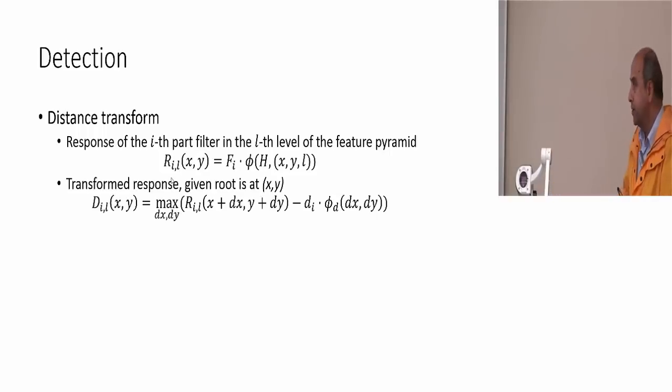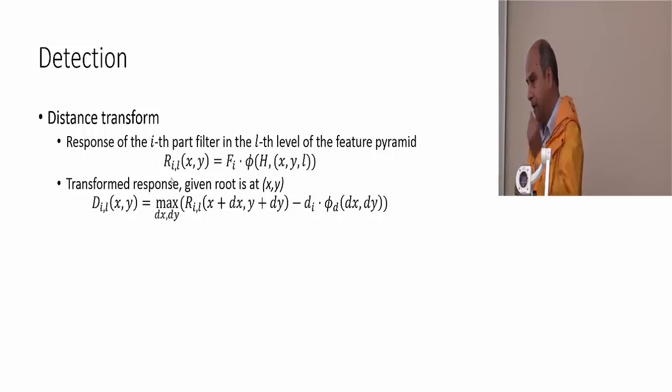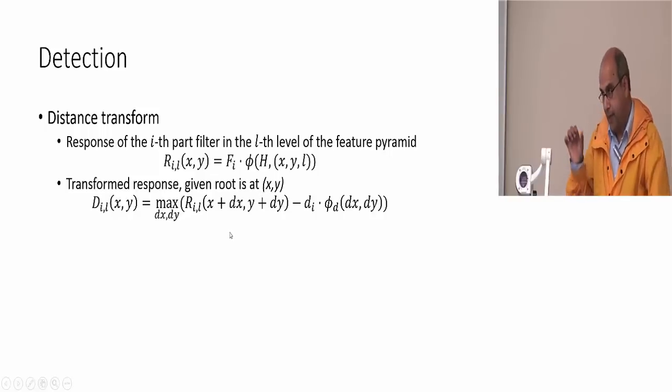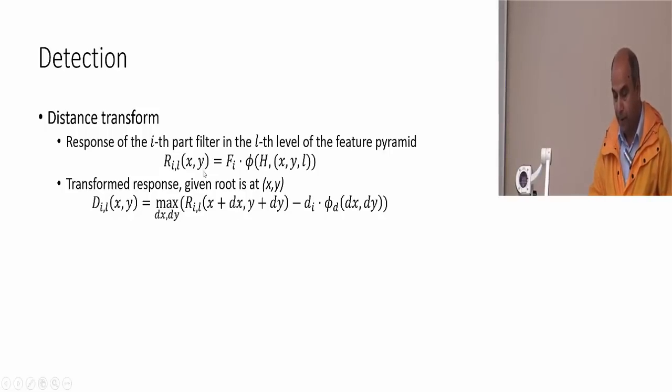Now what the distance transform will do: we have done this for the root also. We have a root filter, we have applied that. So let's say the root is located at XY. We're going to look at all possible places, but let's say we pick XY. Then we will transform this R_i,L to D_i,L, which is the distance transform of that. Since we know the root is at XY, we want to look at the possible displacement dx, dy in the part response, which is shown here.